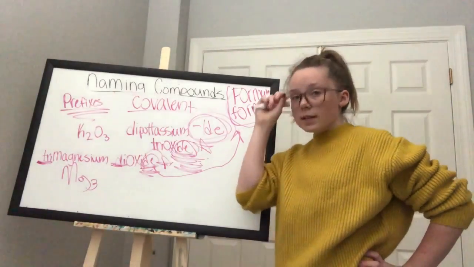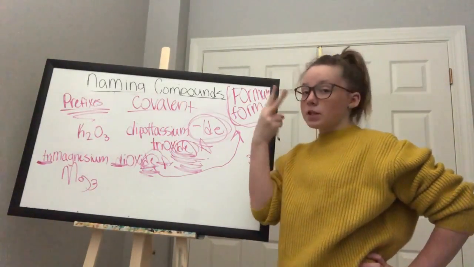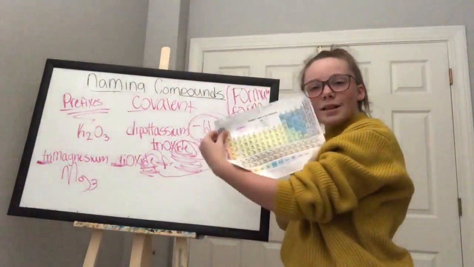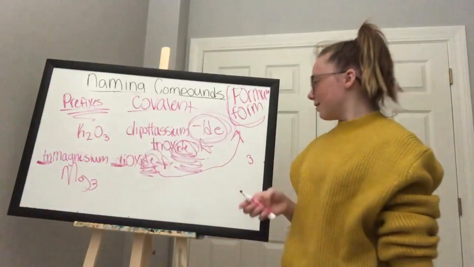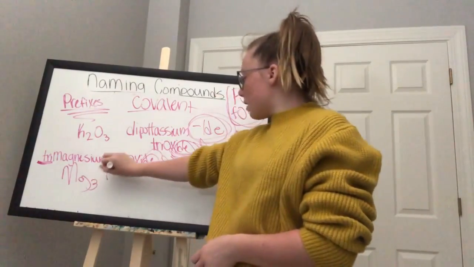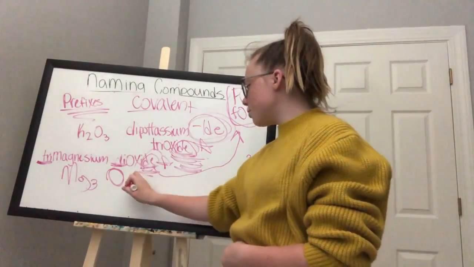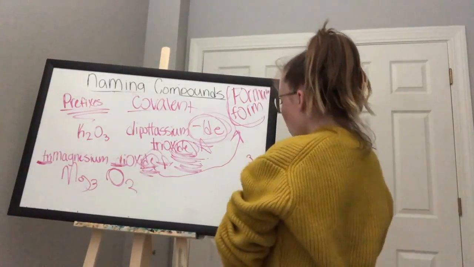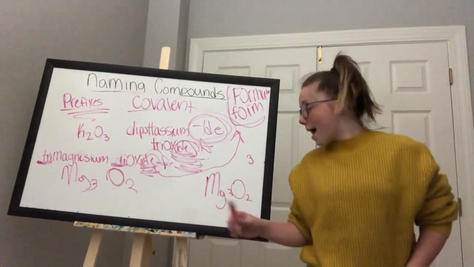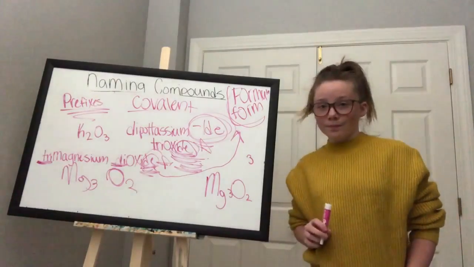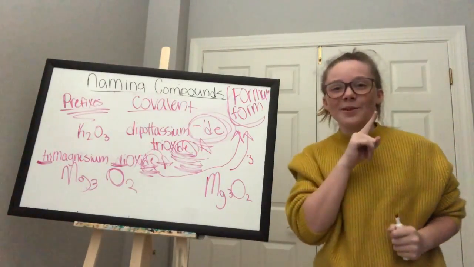So first look at the prefix. It is di, which means 2. Oxygen is O on the handy-dandy periodic table of the elements. So we're going to write a big O. And then a 2. So the whole formula should be Mg3O2. It might seem simple, but I don't know if you'll understand it.